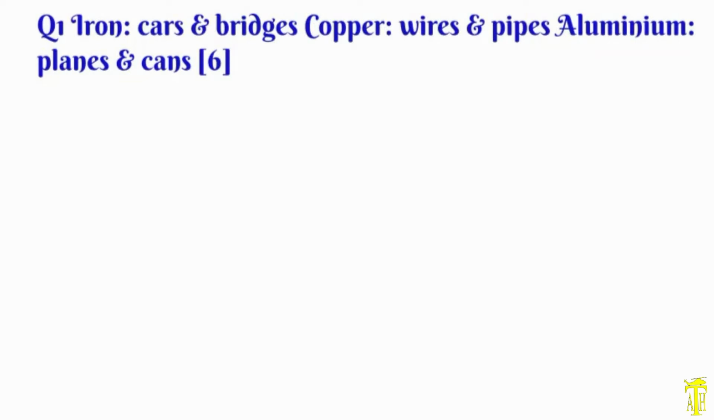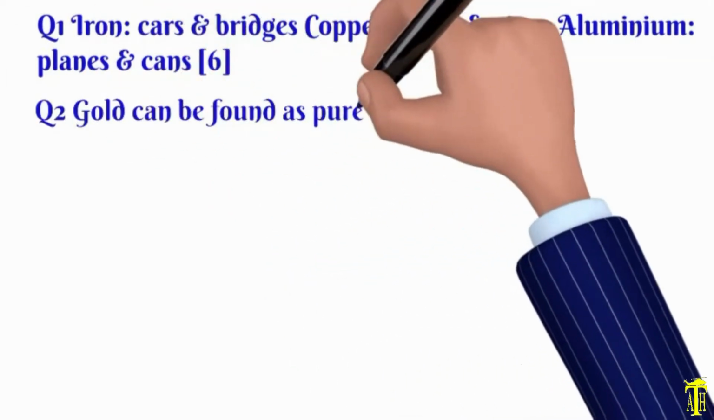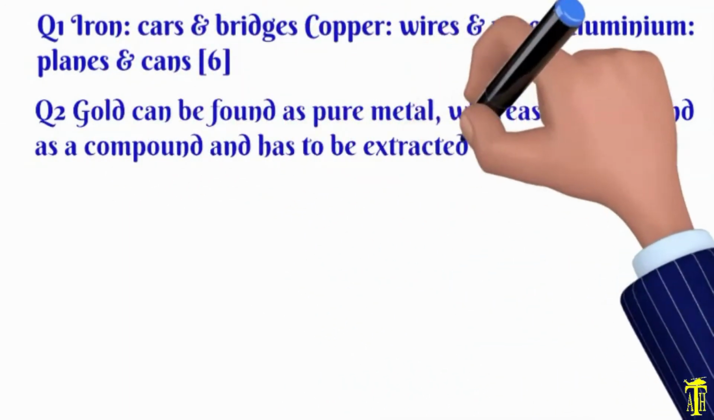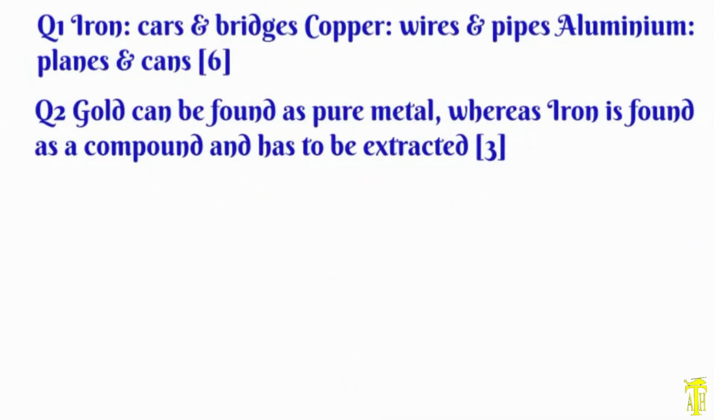Question 2. Why did ancient humans first discover metals such as gold thousands of years before discovering more useful metals like iron? So gold can be found as a pure metal, whereas iron is found as a compound and has to be extracted from its ore. So I gave 3 marks there, one for saying that gold you can find pure, 1 mark for saying that iron's found as a compound, and the last mark for saying that you need to extract it.